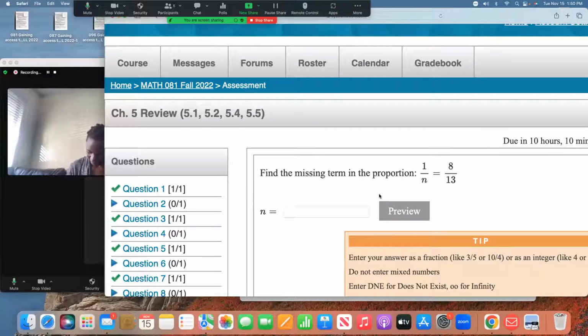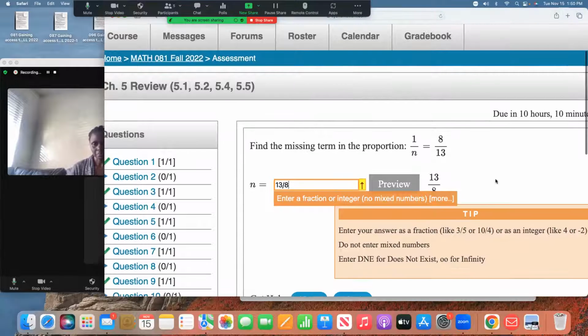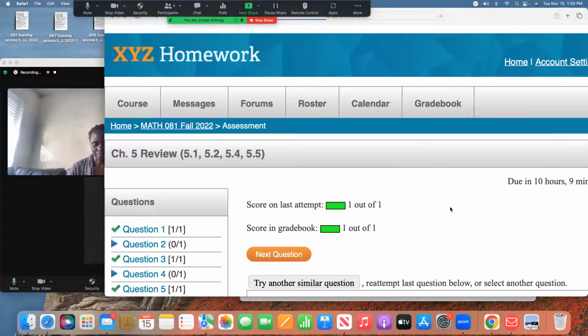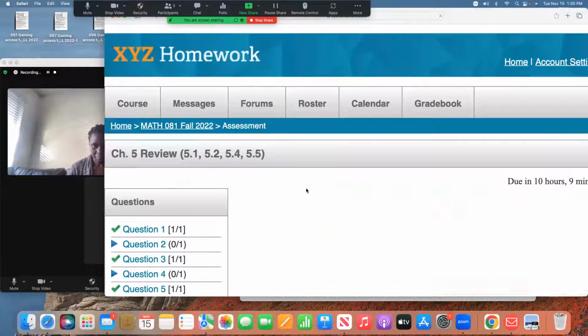Now you find the letter, whichever side it's on, and the number next to it. What I have is 8 times n, so I have to divide both sides by 8. So n is 13 over 8. And you can leave it like that, see? 13 over 8. You can leave it and get it right. So you don't need to make a mixed number, unless you just want to.